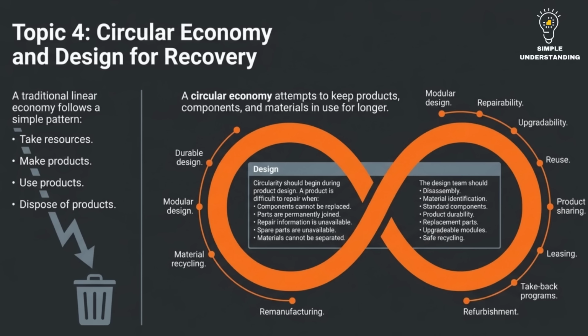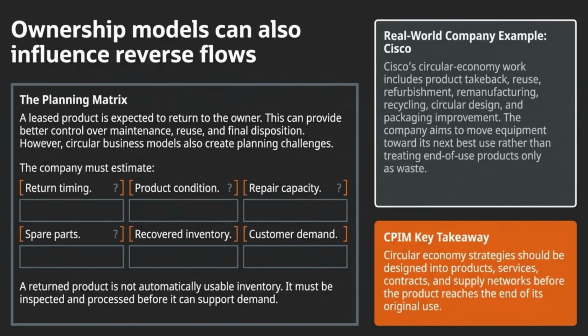A product is difficult to repair when components cannot be replaced, parts are permanently joined, repair information is unavailable, spare parts are unavailable, materials cannot be separated. The design team should consider disassembly, material identification, standard components, product durability, replacement parts, upgradable modules, safe recycling, ownership models. Ownership models can also influence reverse flows. A leased product is expected to return to the owner. This can provide better control over maintenance, reuse, and final disposition.